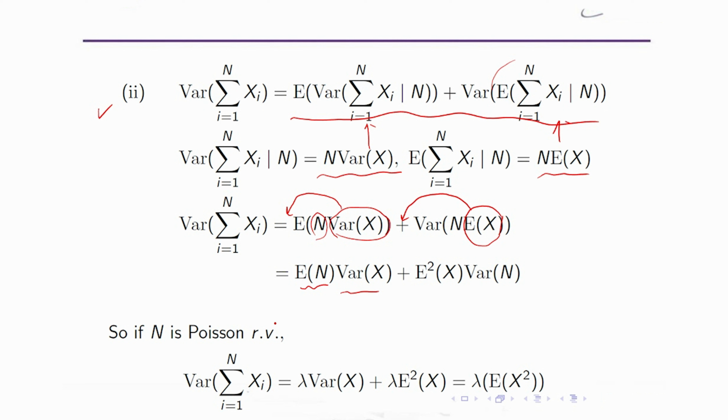Okay? So putting everything together, you know the expectation of N would be lambda, times the variance of X, plus the variance of N, which would be lambda again, times the squared expectation of X. So in total we will have lambda times the expectation of X squared.